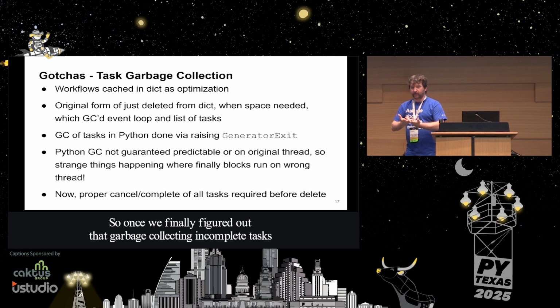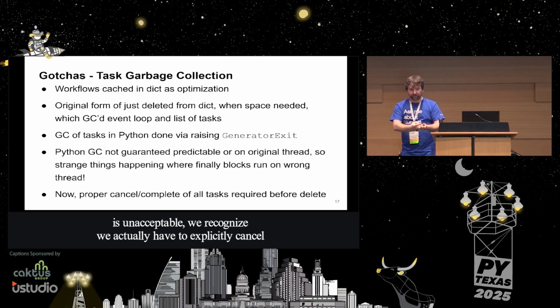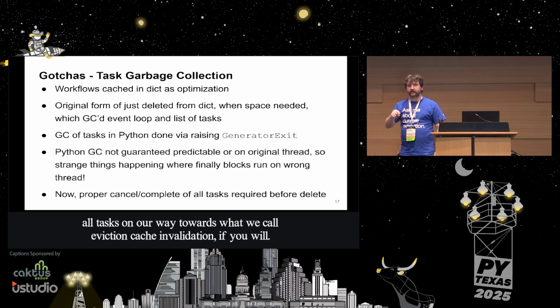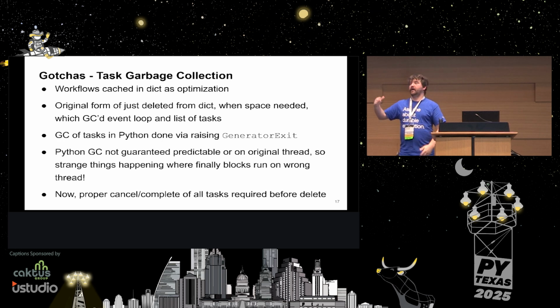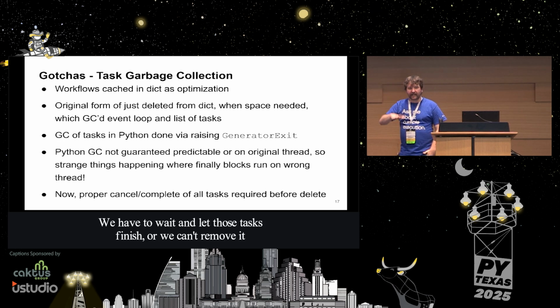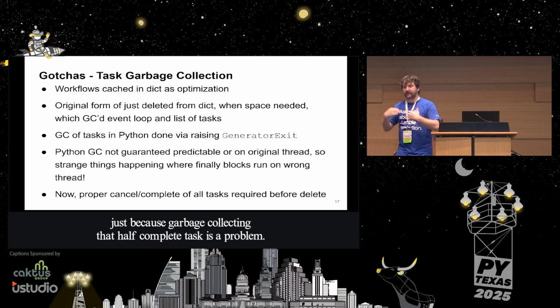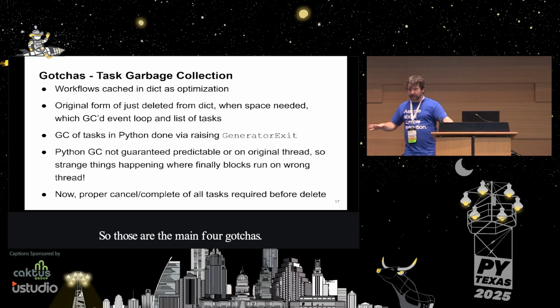So once we finally figured out that garbage collecting incomplete tasks is unacceptable, we recognized we actually have to explicitly cancel all tasks on our way towards what we call eviction, cache invalidation, if you will. We have to wait and let those tasks finish, or we can't remove it, just because garbage collecting a half-complete task is a problem. So those are the main 4 gotchas.